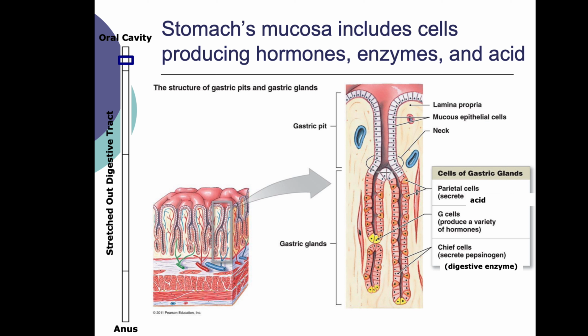G cells produce a variety of different hormones. G cells actually produce gastrin. Gastrin is involved in regulation of stomach acidity. So that's important. And then parietal cells are there to secrete the hydrogen ions which make your stomach acidic.